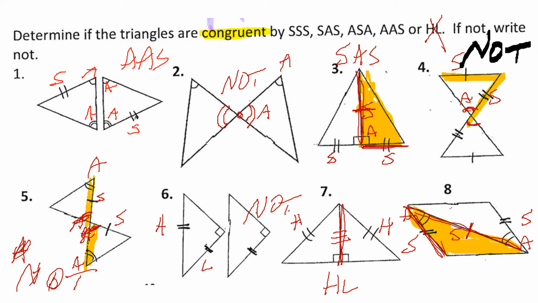When they're sharing that side, think, okay, here's my side, here's my other side in the middle. They're sharing that, but that's still the side. And the angle, is it in the corner between it? Yes. So that one's good to go. That looks like side, angle, side.